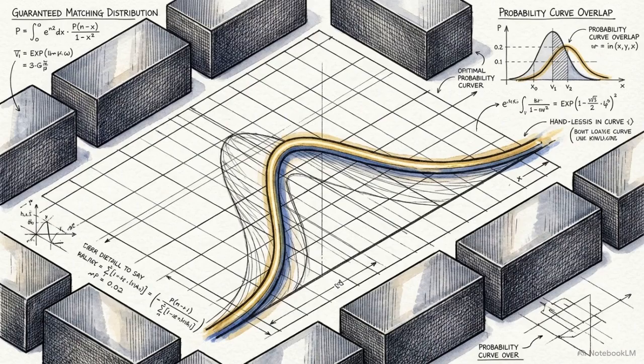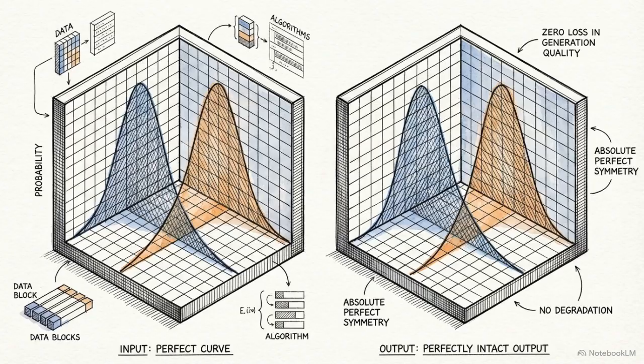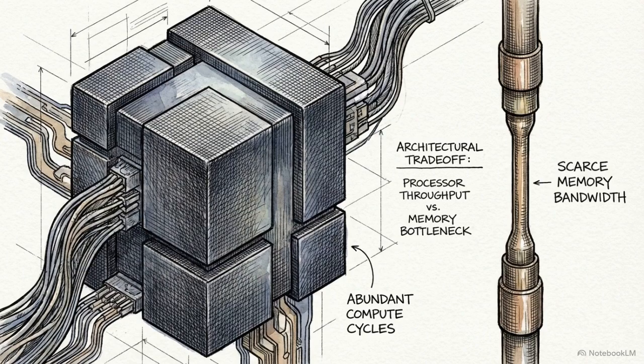Through modified rejection sampling, the accepted tokens are mathematically guaranteed to match the probability distribution of the target model. There is zero loss in generation quality. Speculative decoding artificially creates a compute-bound batch process. It trades the NPU's abundant compute cycles to save its scarce memory bandwidth.